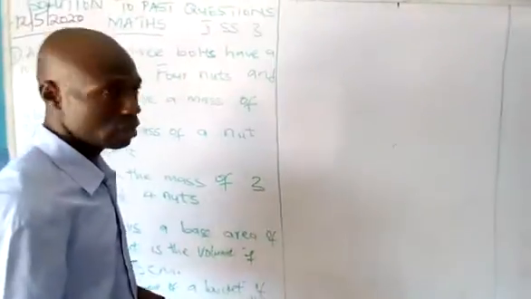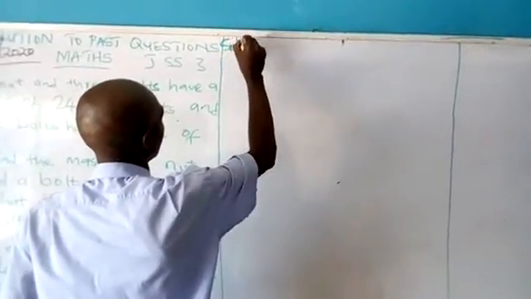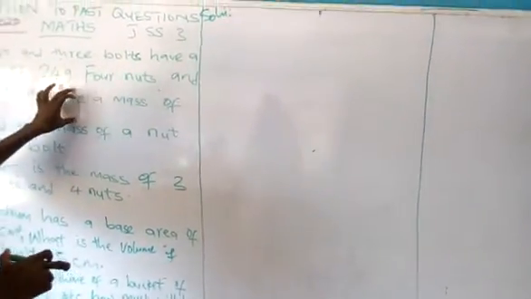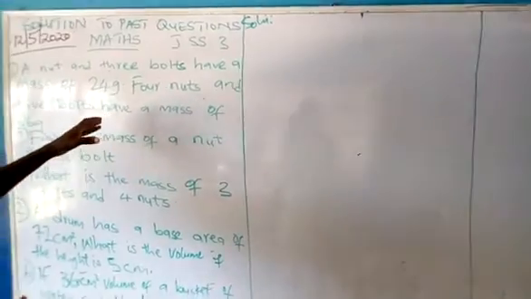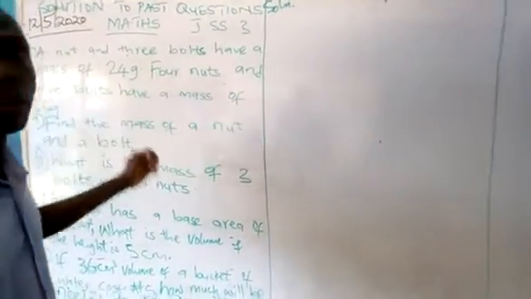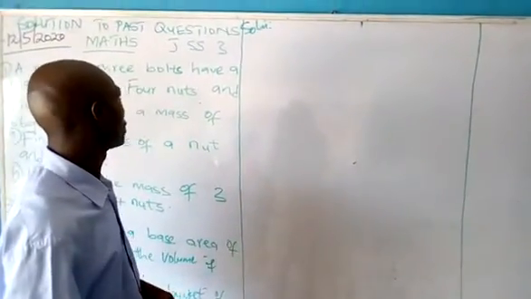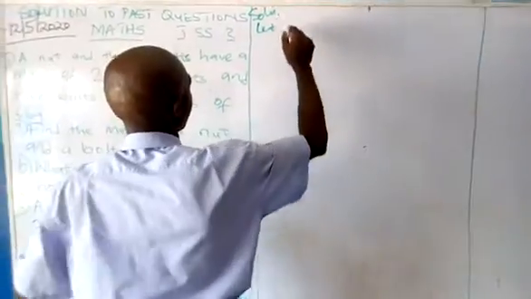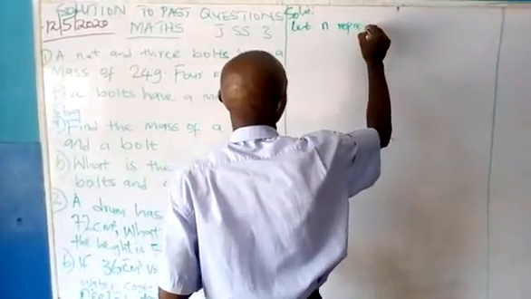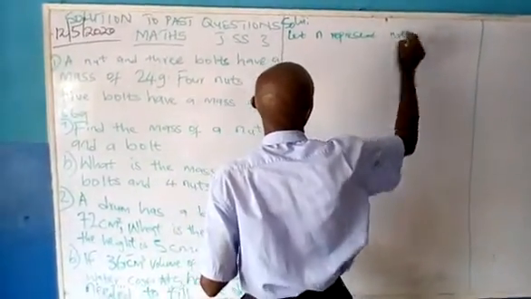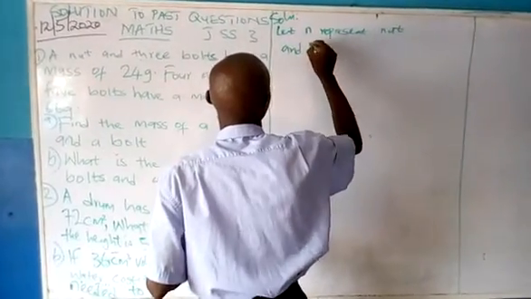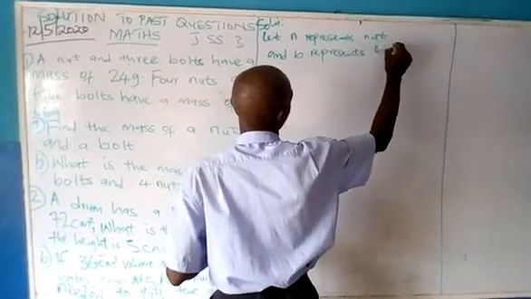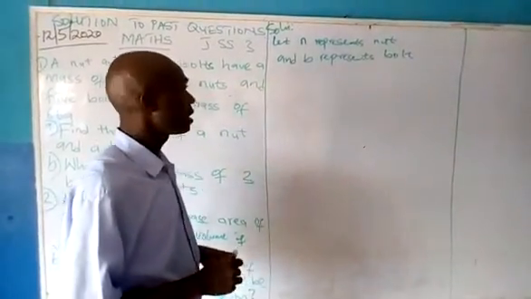Let's go to the solution. Now, if you look at question number 1, it is a typical example of a word problem involving simultaneous equations. Now, we can say, let N represent nut and B represent bolt.